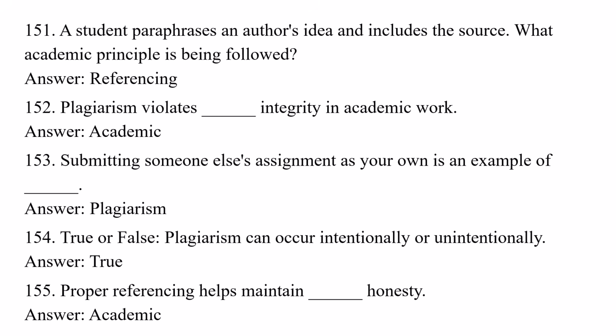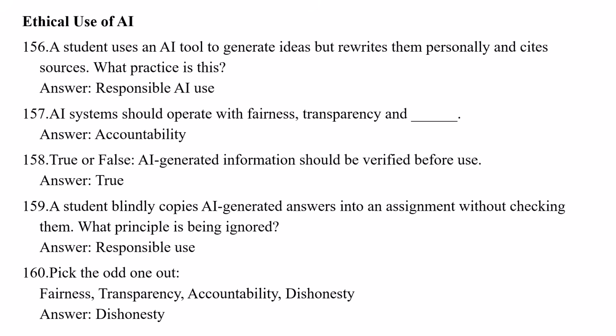A student paraphrases an author's idea and includes the source. What academic principle is being followed? Referencing. Plagiarism violates what? Academic integrity in academic work. Submitting someone else's assignment as your own is an example of what? Plagiarism. True or false? Plagiarism can occur intentionally or unintentionally. True. Proper referencing helps maintain academic honesty.